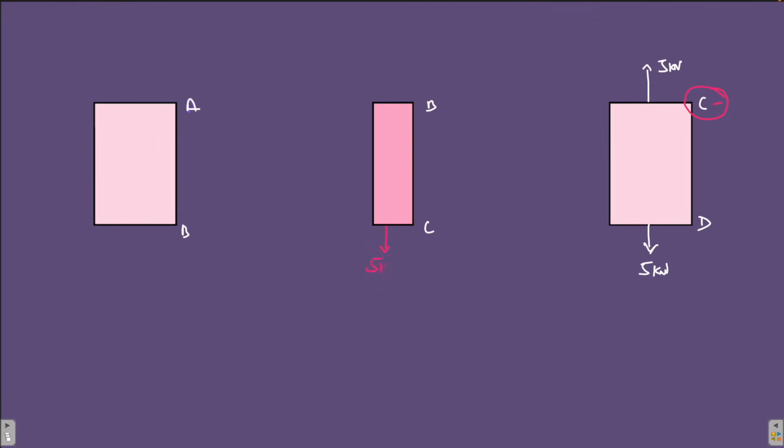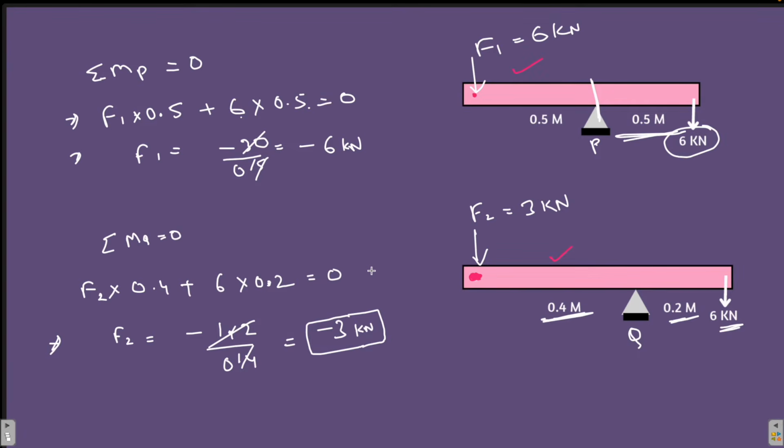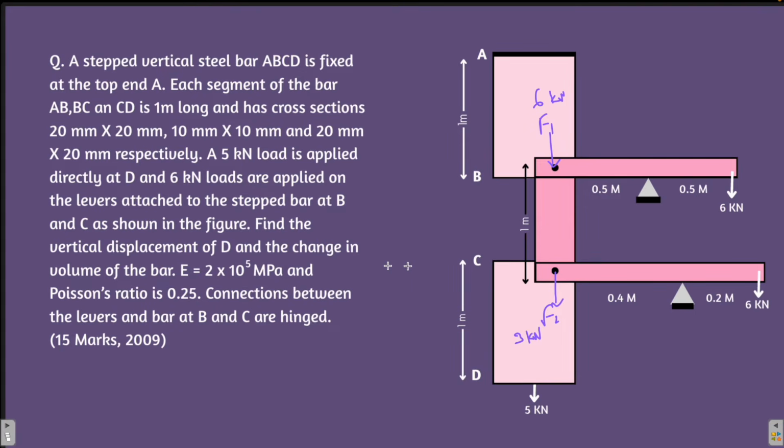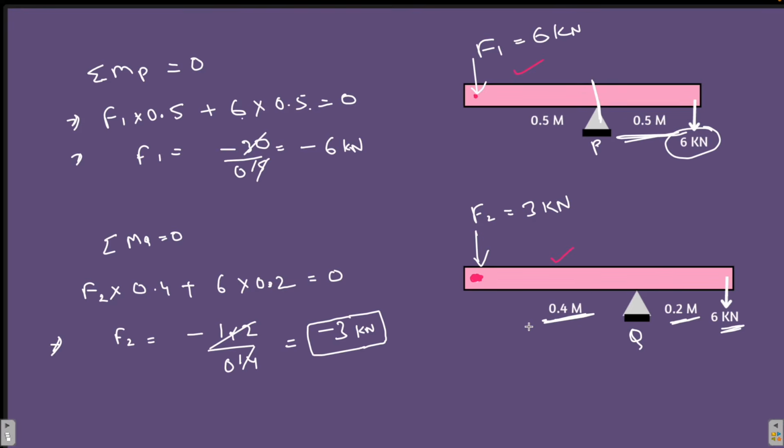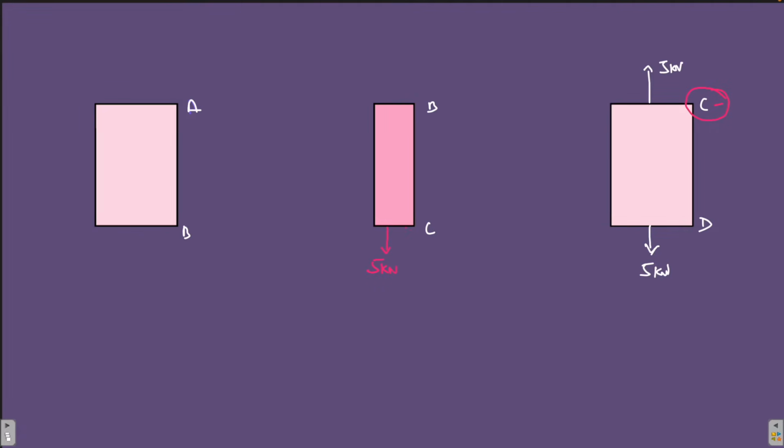So this is 5 kilonewton in the other direction, right? So this is point C. Now if you look at point C, this F2 force of 3 kilonewton was acting in the downward direction, that is 3 kilonewton. Okay, so we have to add this also. So 3 kilonewton is acting in the downward direction, right? Now in order to balance this, we are going to add 8 kilonewton in the upward direction.